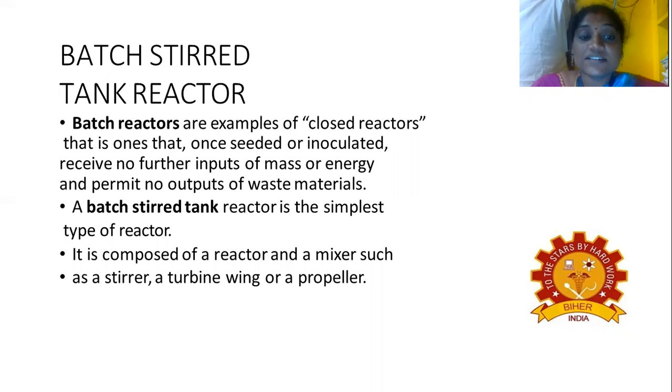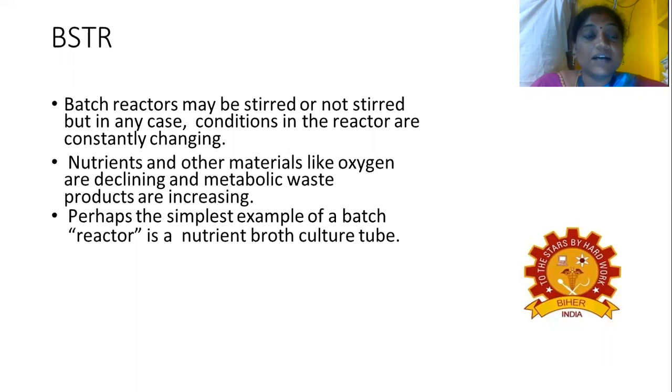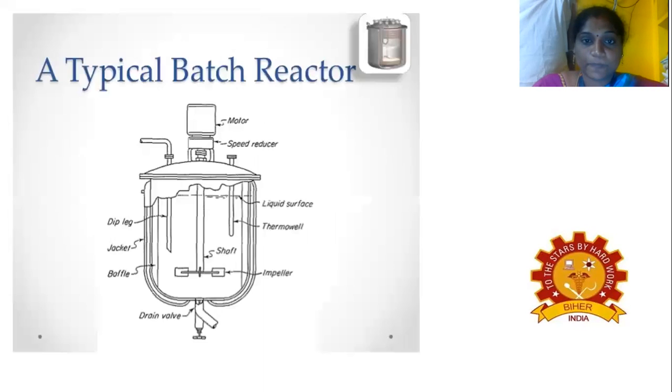A batch stirred tank reactor is the simplest type of reactor. It is composed of a reactor and a mixer such as a stirrer, a turbine wing, or a propeller. These batch reactors may be stirred or not stirred, but in any case, conditions in the reactor are constantly changing. Nutrients and other materials like oxygen are declining and metabolic waste products are increasing. Perhaps the simplest example of a batch reactor is a nutrient broth culture tube.